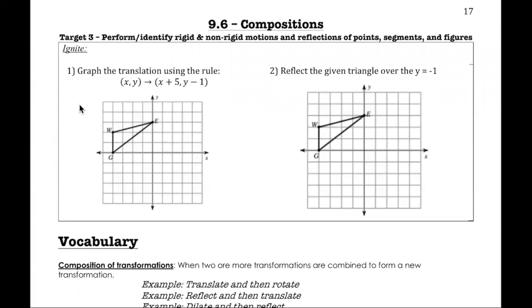Hello, everyone. Today we are going to be talking about compositions of functions. Before we get started, though, it might help to do a little bit of a review of the past transformations that we've learned. So I'd love if you guys would try the Ignite.